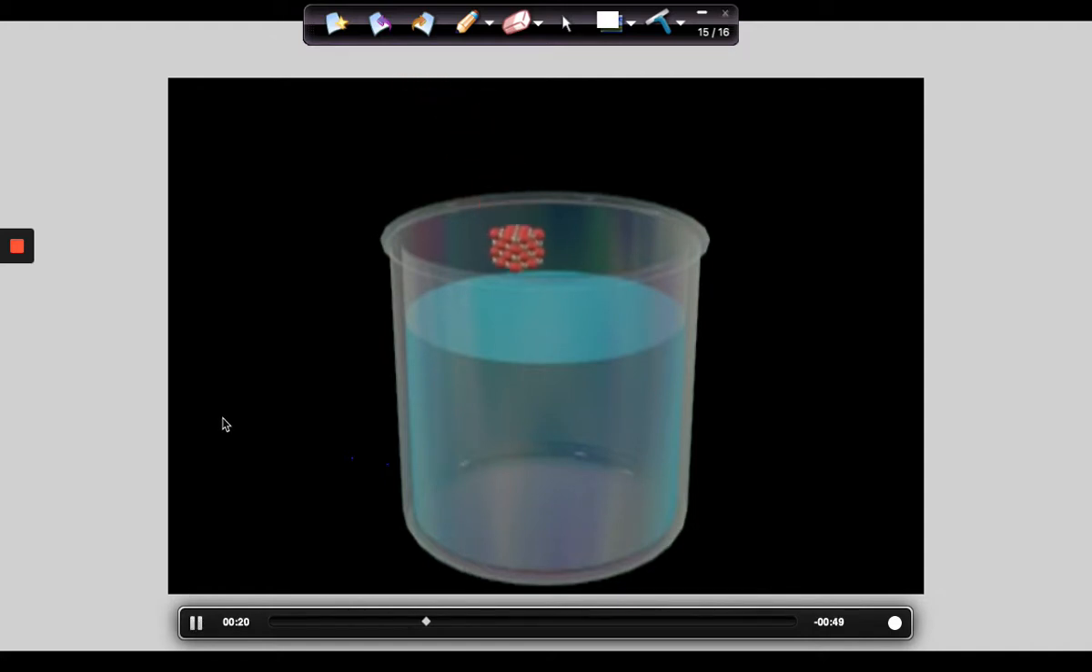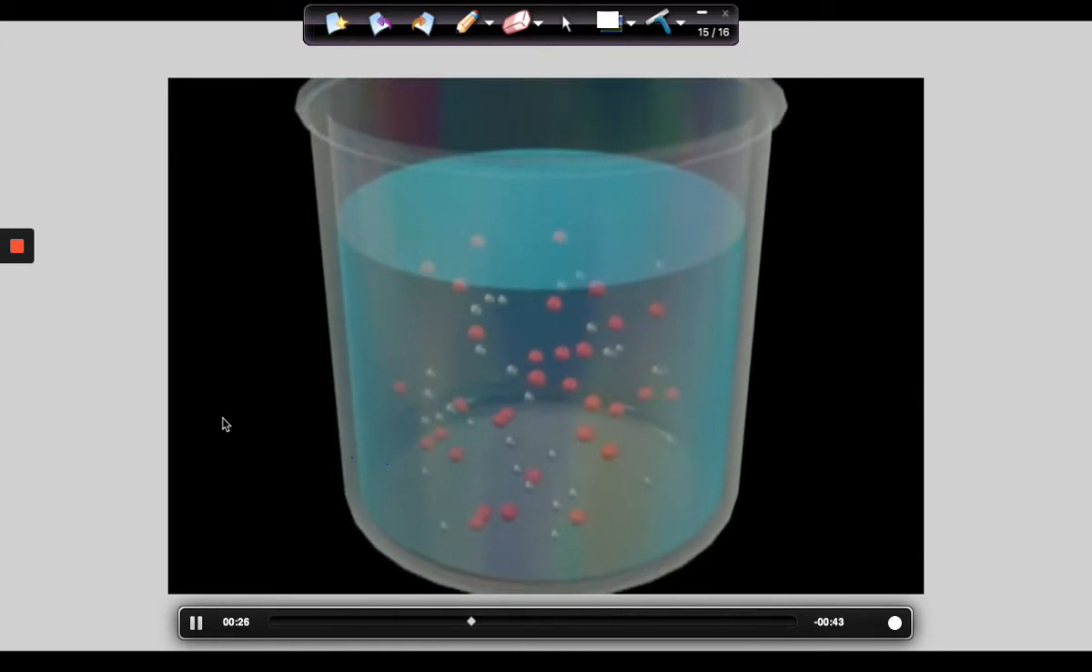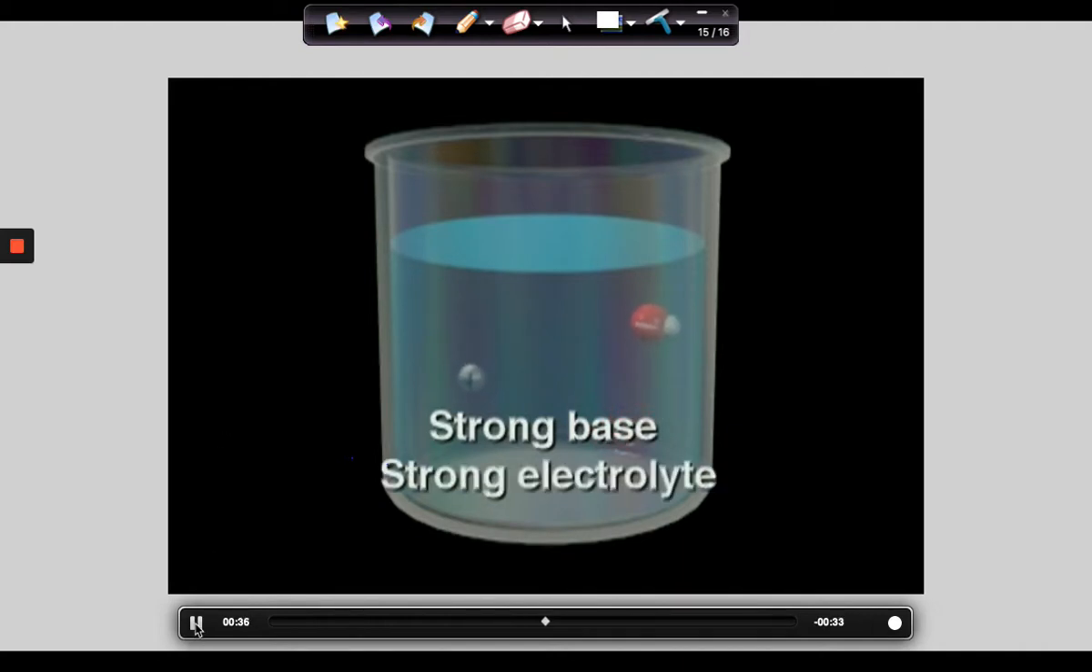When sodium hydroxide is dissolved in water, it completely dissociates into sodium and hydroxide ions. Because sodium hydroxide is completely ionized in solution, it is referred to as a strong base. It is also, of course, a strong electrolyte. Do those things jibe with your understandings?